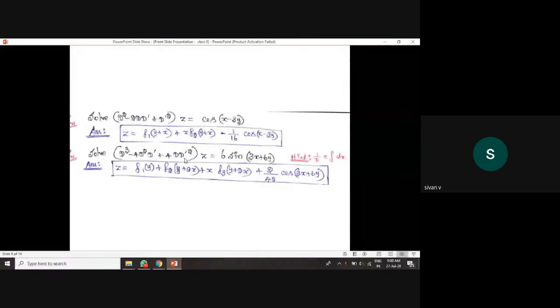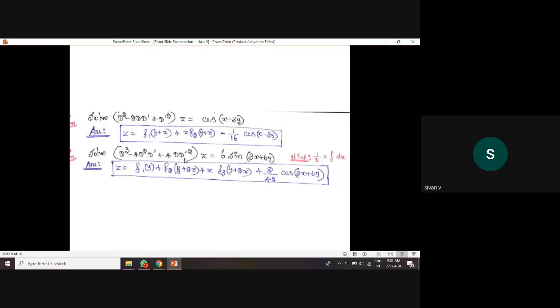Solve (D² − 2DD′ + D′²)z = cos(x − 3y). The answer is the complementary function, f1(y + x) + x f2(y + x), minus 1/16 of cos(x − 3y).